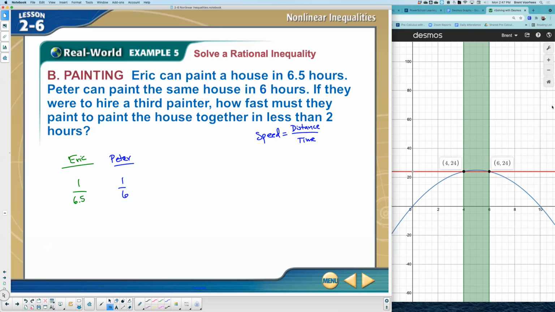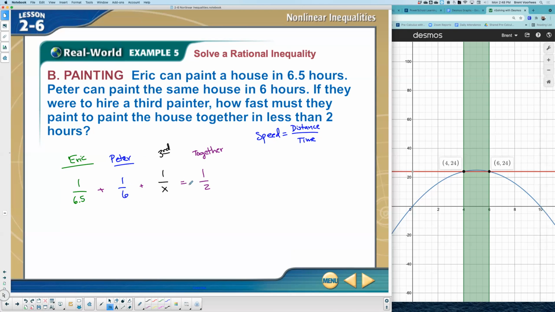They hire a third painter. They don't name him. They just say third painter. This third painter, we don't know how fast he's got to paint the house, but we do know that they all work together. They want to paint the house in less than 2 hours together. So if you're doing something together, what would you do with these values? We need to add these up. They don't say equals one house in 2 hours. We got to beat that.